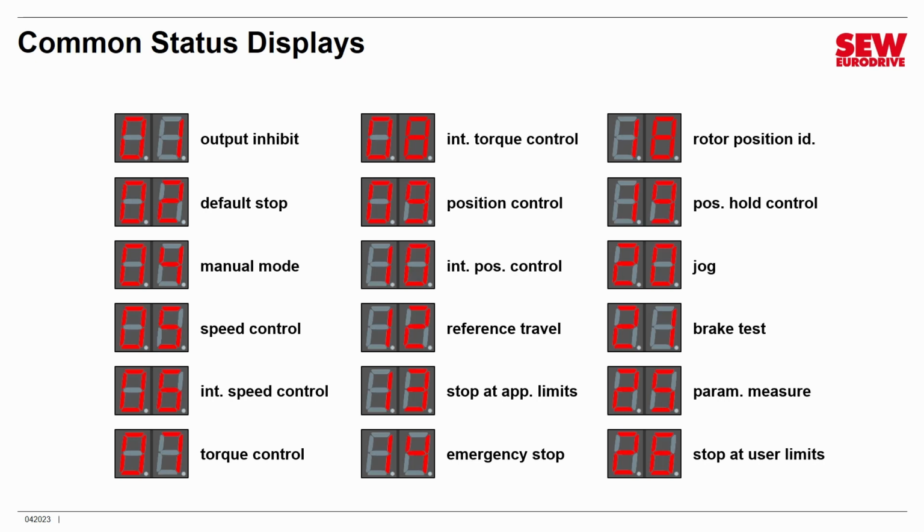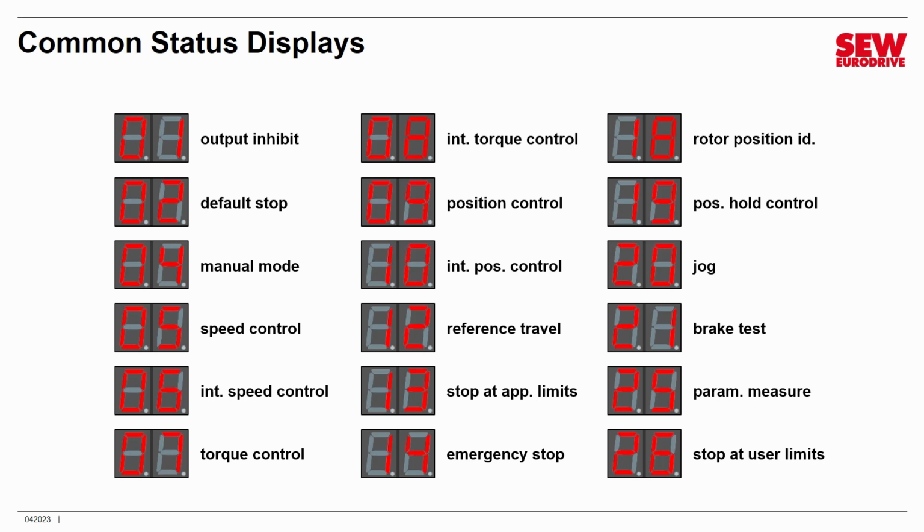For example, if it's running in speed control mode, you'll see 0.5. And that just means it's running and it's operating at a specific speed. On the other hand, if you see a 2.0, that means it's in jog mode. It's jogging. If you see 0.2, it means it's come to a default stop. So these are status displays. This information is extremely useful, and you'll use it all the time when you're working out what's happening at a given moment.